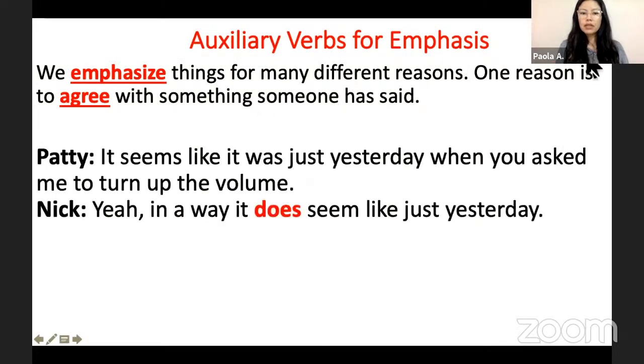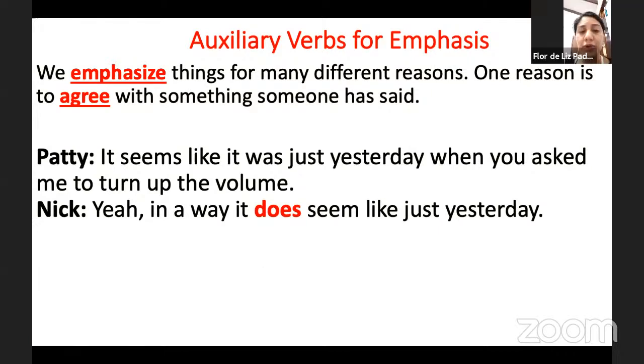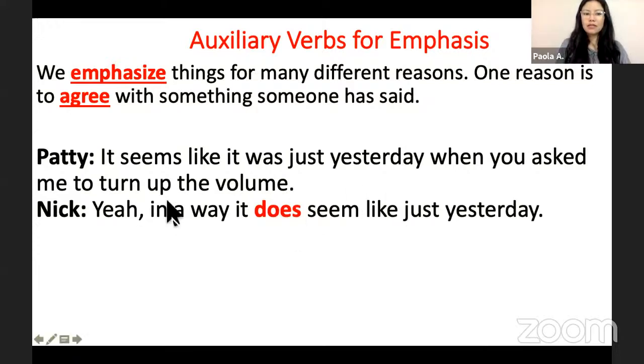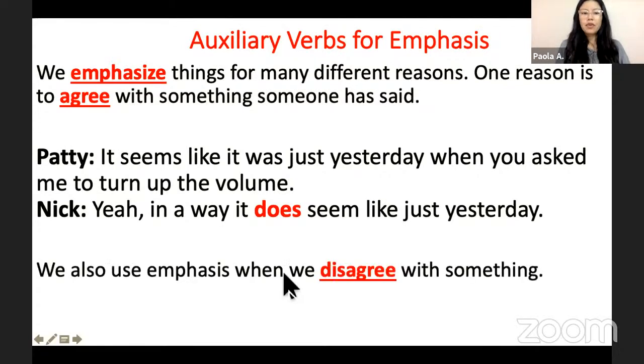So I'll be Patty and you will be Nick, okay? It seems like it was just yesterday when you asked me to turn up the volume. Yeah, in a way, it does seem like just yesterday. Excellent. So Nick is agreeing with Patty. He's saying, yes, it does seem like just yesterday, right?